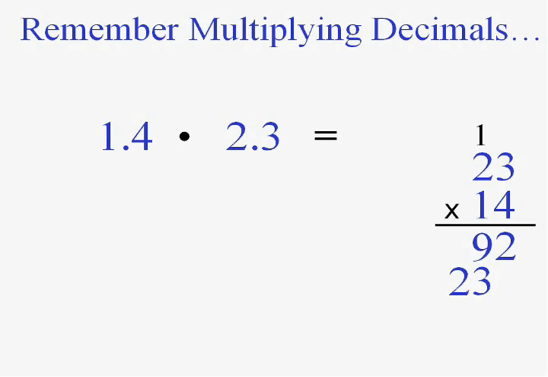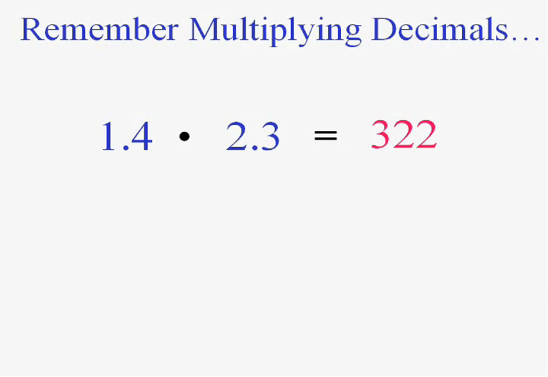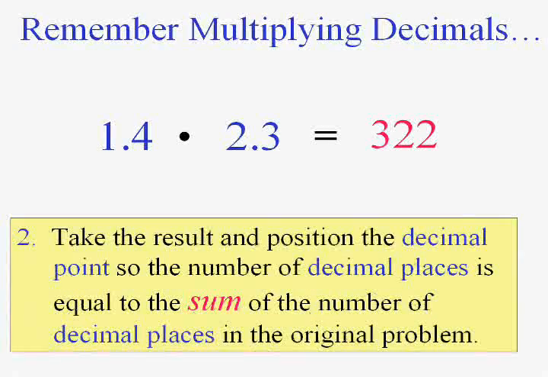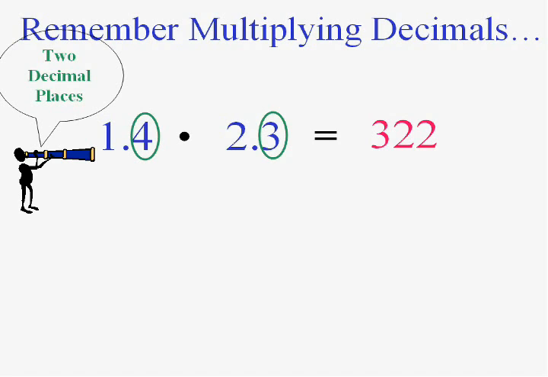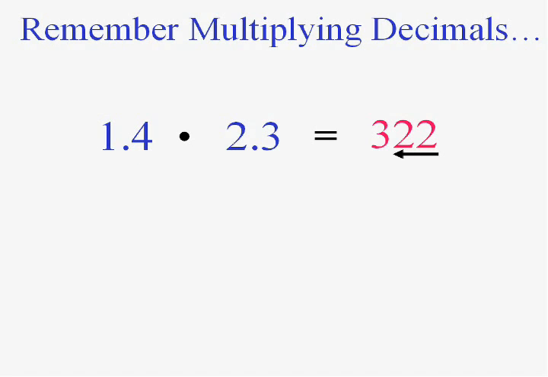Now I'll add up the partial products. And I'll get 2. 9 and 3 is 12. Carry the 1. And 1 and 2. Now what do I do with that 322? I'm not done just yet. I have to count the decimal places in the original question. I see there are 2 decimal places, so I'll take my 322 and move the decimal from the right, which is where it really is, over that many places, and that's my answer. Genius. That's what it is.